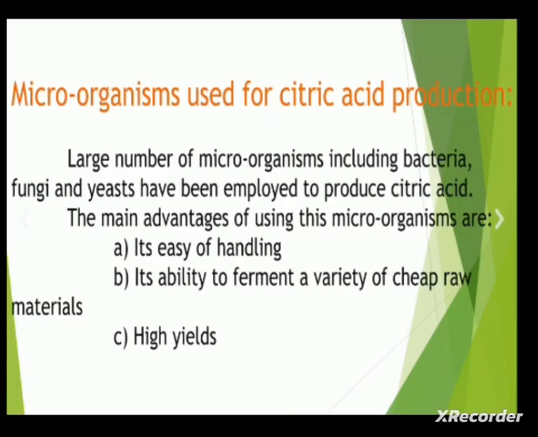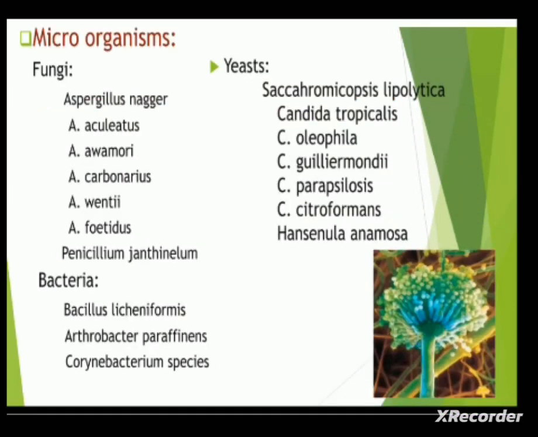Then we come to microorganisms used for citric acid production. A large number of microorganisms including bacteria, fungi and yeast have been employed to produce citric acid. The main advantages of using these microorganisms are: they are easy to handle, their ability for fermentation, a variety of cheap raw materials, which is very important, it is economical, and high yield. Microorganisms which participate in citric acid formation.